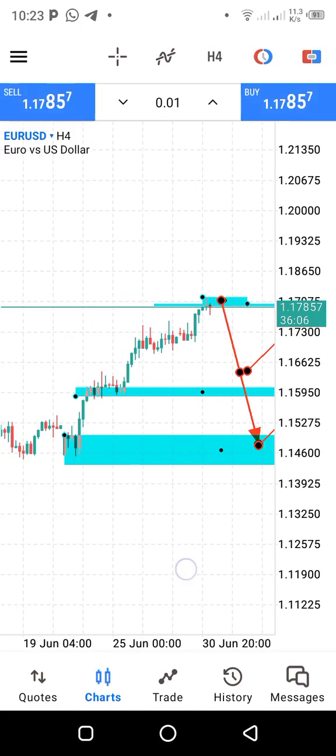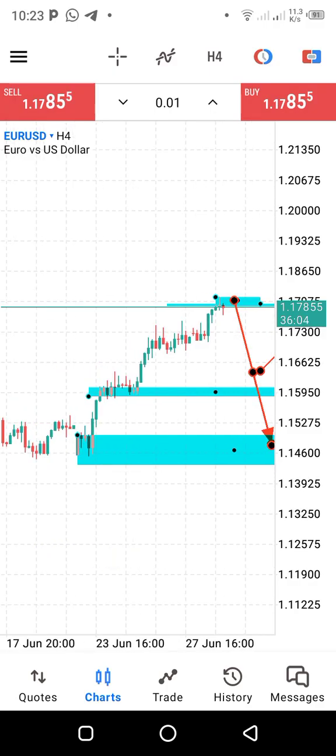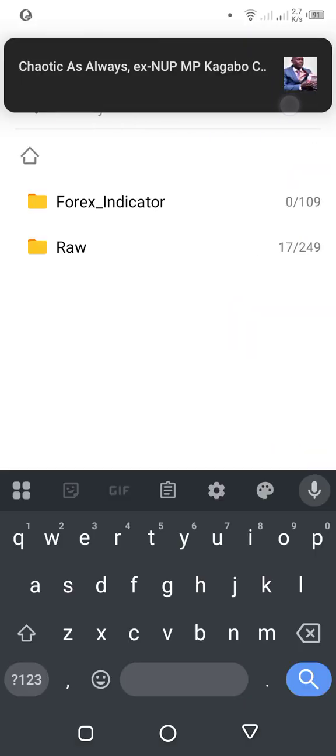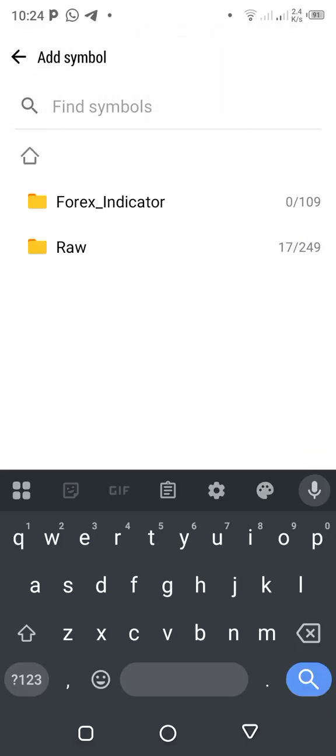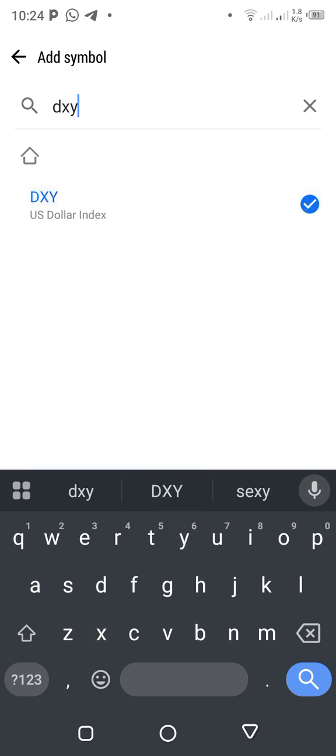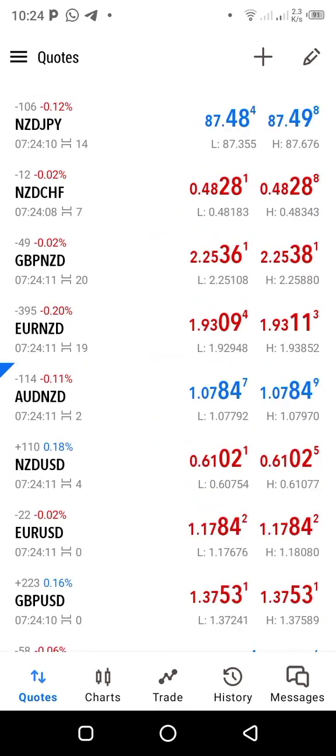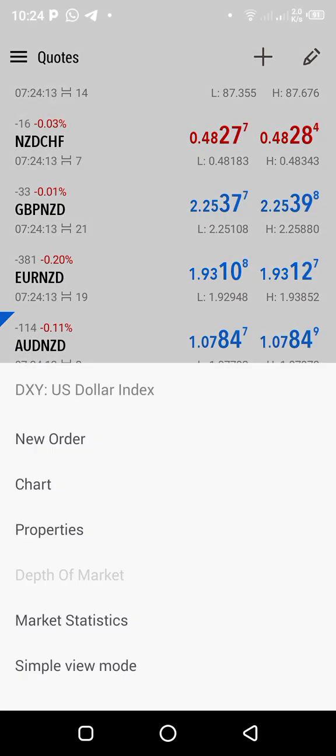But for further confirmation, there is a pair called the DXY, so I can use it for confirmation. Okay, so DXY. Okay, this is the dollar index. It'll be very helpful when you're trading your USD pairs because it can give you direction. Okay, so we go to the chart.